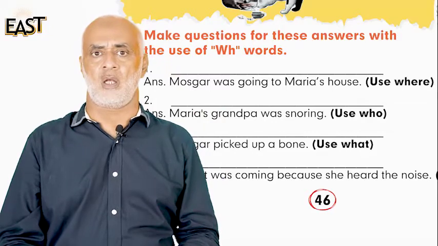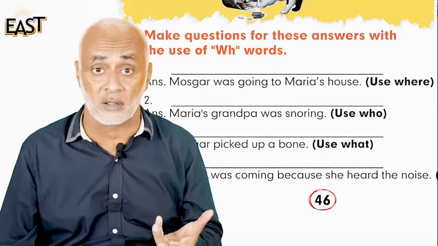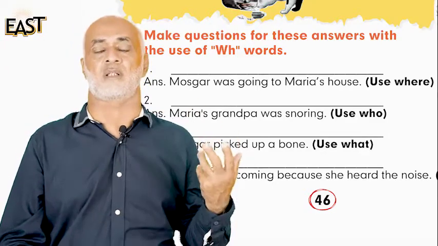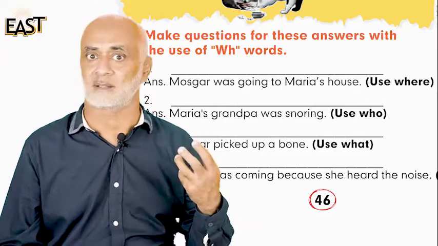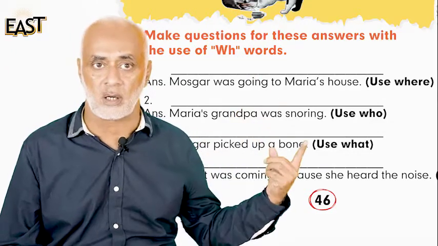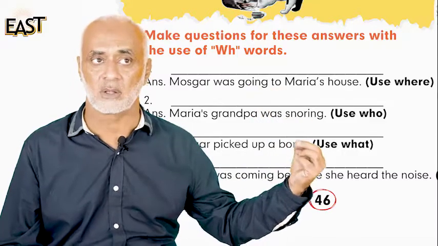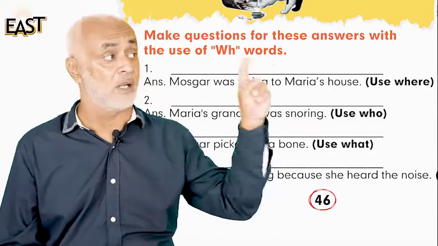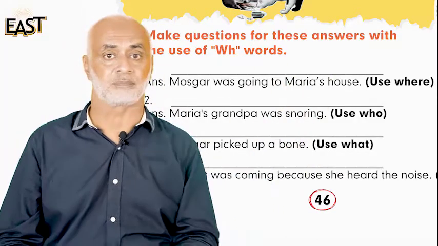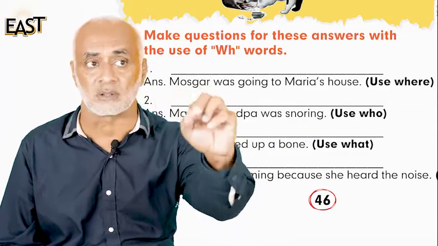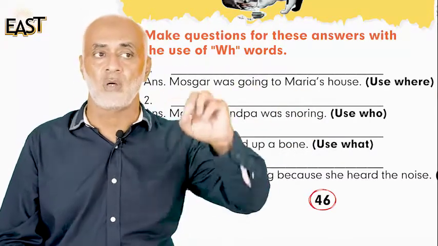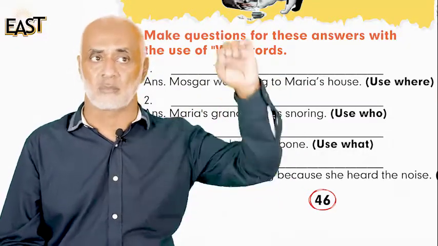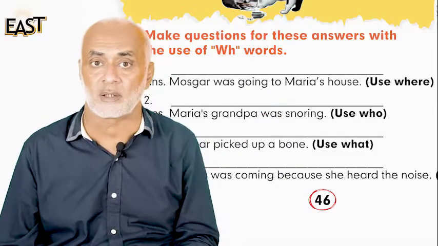Good. Now we are going to use where to make a question from it. Okay? So let's start. Where was Oscar going? And then a question mark at the end. Where was Oscar going? Let's say together.